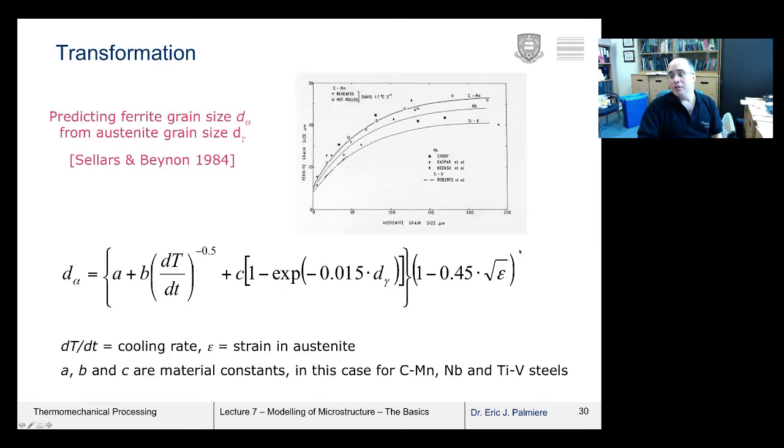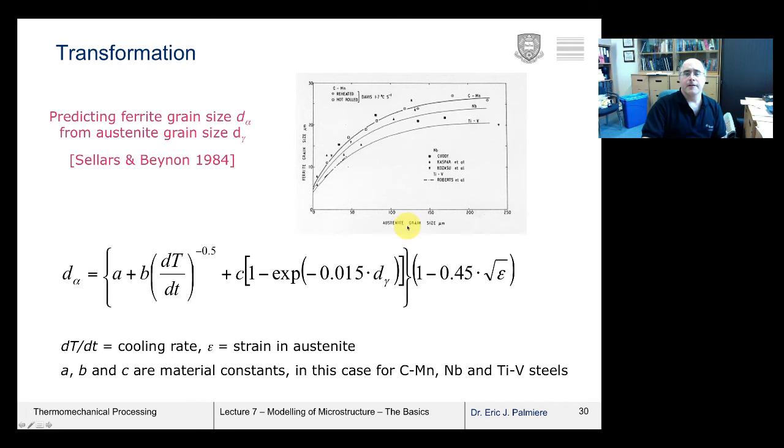We have yet other semi-empirical models related to other aspects of the evolution of microstructure, and here's one that looks at the transformation behavior of our steel as we transform from the parent austenite phase to the transformation product, in this case ferrite. So we have a relationship plotted on the diagram, where the y-axis indicates the final ferrite grain size in microns from the original austenite grain size in microns, plotted on the x-axis.